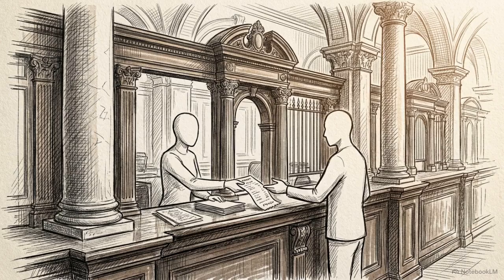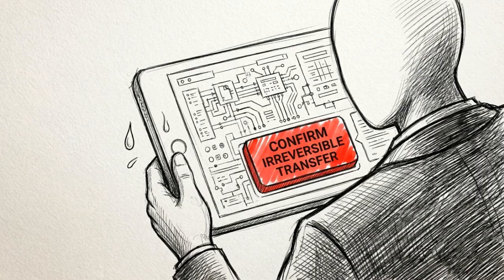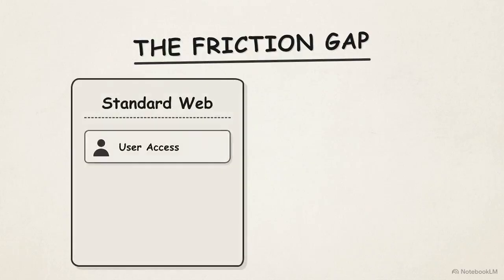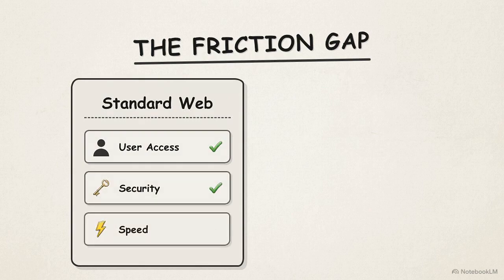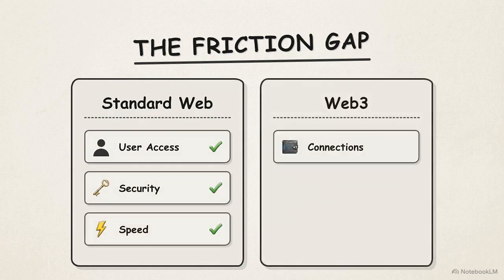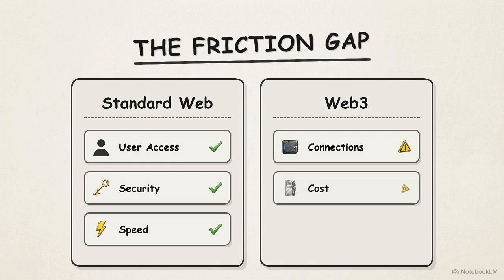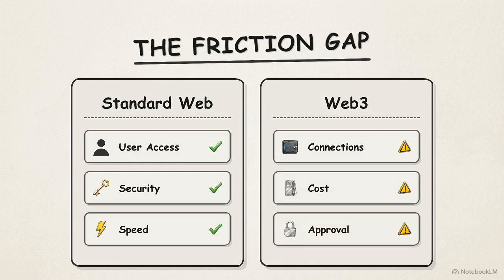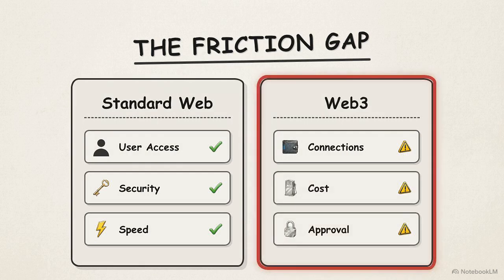Instead of a centralized bank holding custody of funds and reversing mistakes, the interface now requires the user to assume total, unforgiving responsibility for their assets. Traditional apps offer instant access via email and passwords, but Web3 forces users to navigate wallet connections, variable gas fees, and cryptographic approvals. Crucially, these actions are irreversible. There's no password reset or fraud department if a token approval fails.